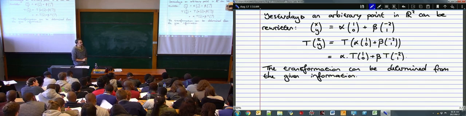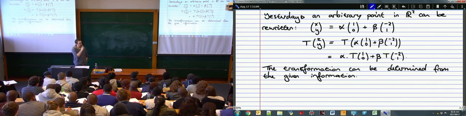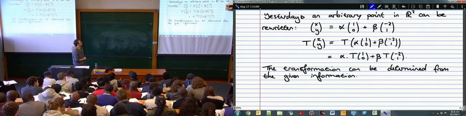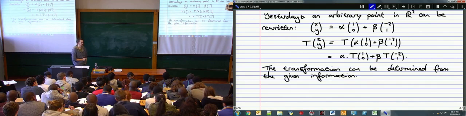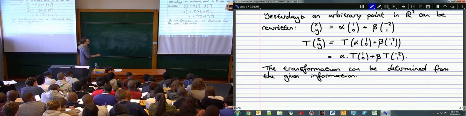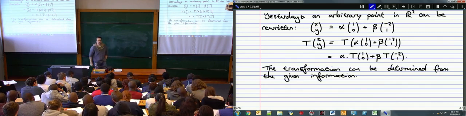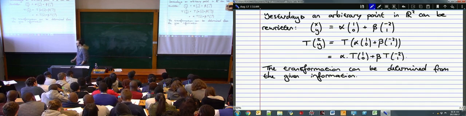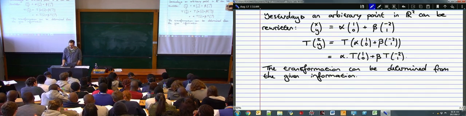Would it be a lot harder if the first one was 1, 1, not 1, 0? I wouldn't say a lot harder. It would be harder. We'll see in a moment exactly what's going to happen, but the fact that the first one is 1, 0 means that the arithmetic we're about to do is easy arithmetic. Conceptually, we'd still do exactly the same thing if it was 1, 1, but it gets a little bit trickier. Okay, so the transformation can be determined from the given information.